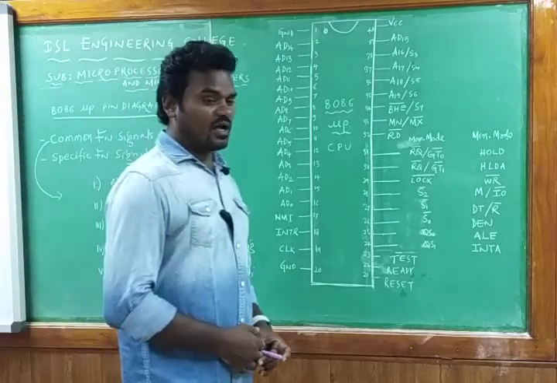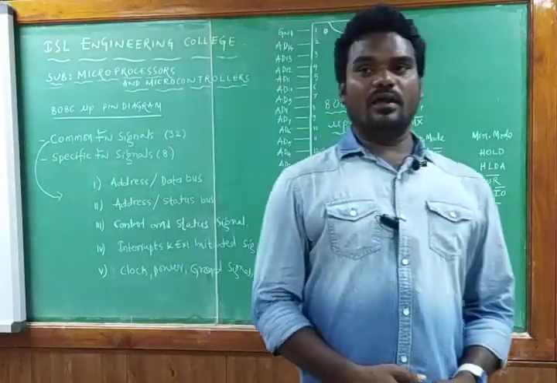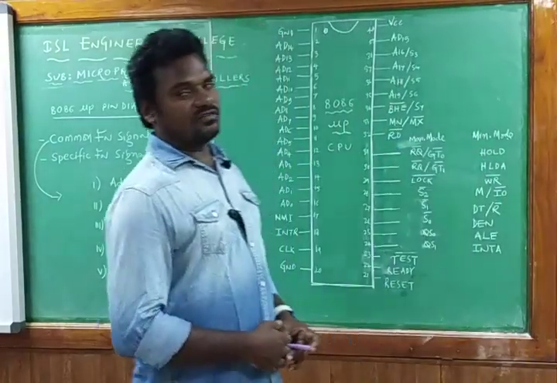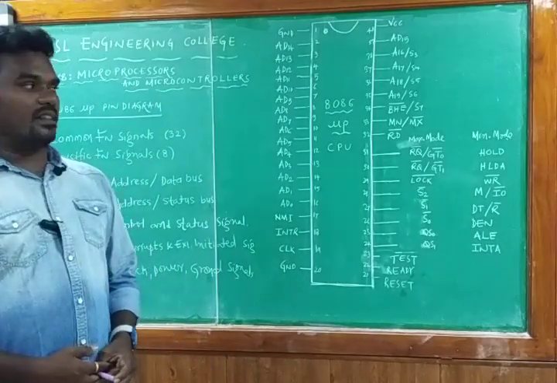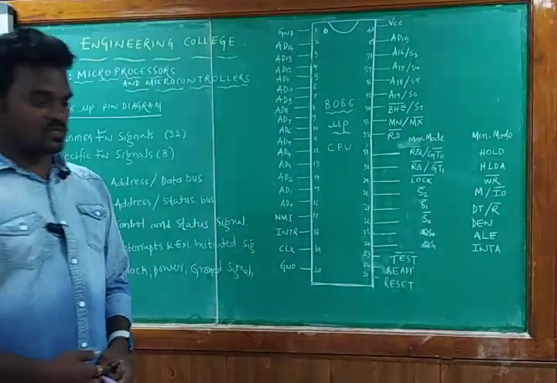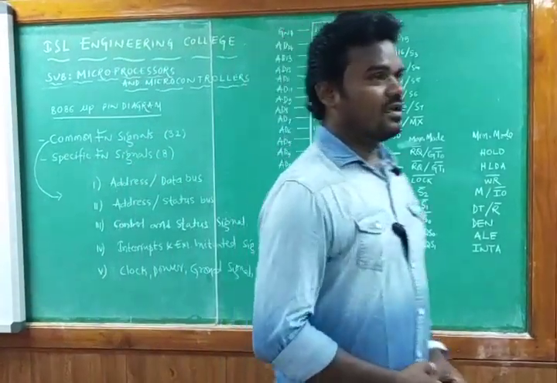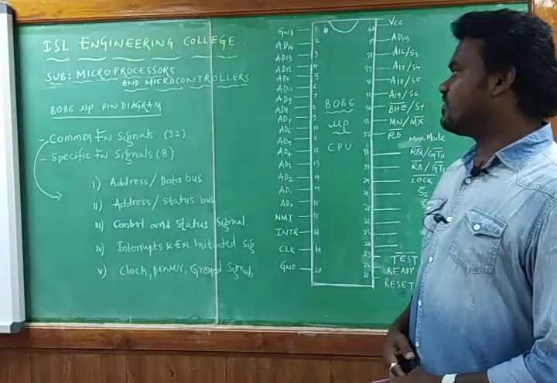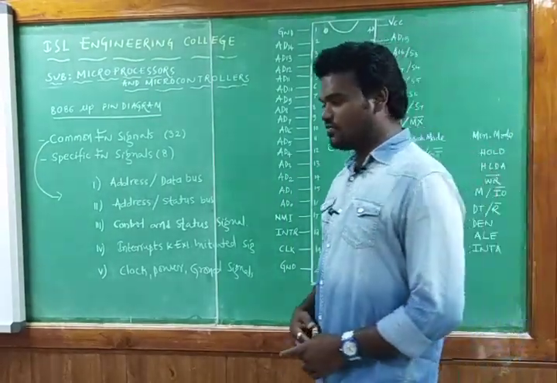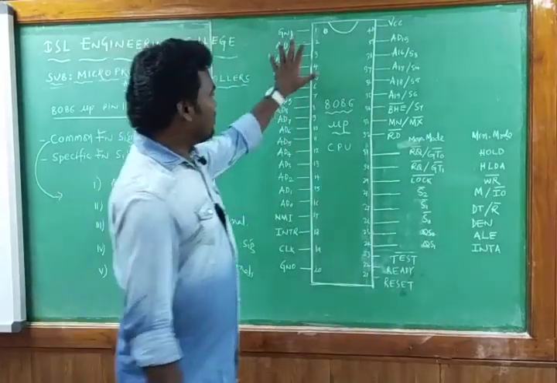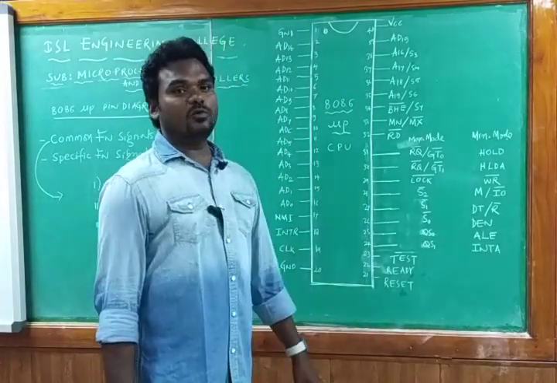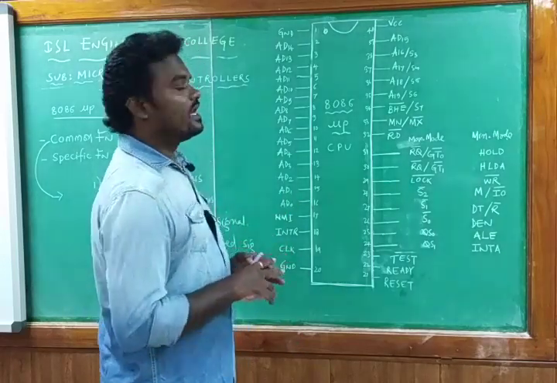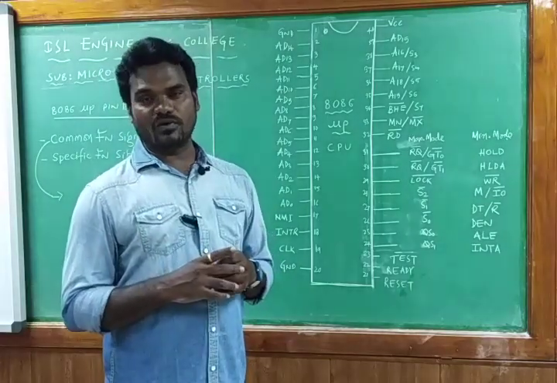Coming to the maximum mode of operation, when the 8086 microprocessor is associated with another processor, that other processor is named a coprocessor, like 8087. When the processor is operating with another processor, that mode of operation is named the maximum mode of operation. Out of these 40 pins, around 32 pins serve the same function in the minimum mode and maximum mode.